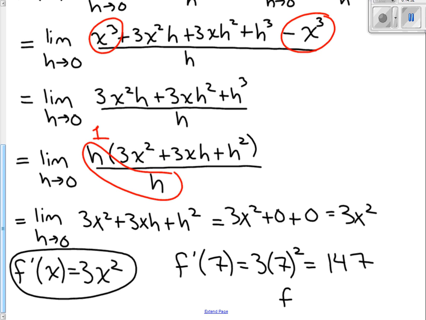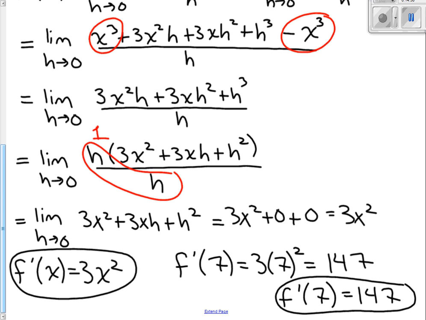So f prime at 7, the derivative at 7, is 147, or the slope when x equals 7 is 147. Which is why it is so much more useful to get an actual equation of the derivative, so that I can use it for any x value I want.